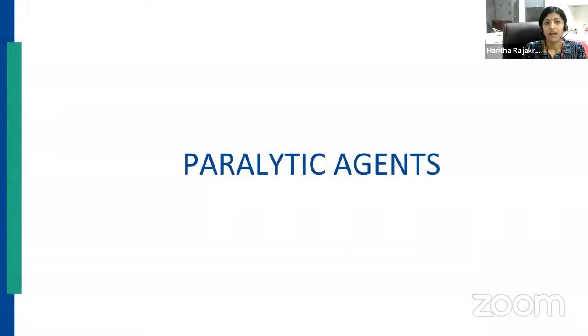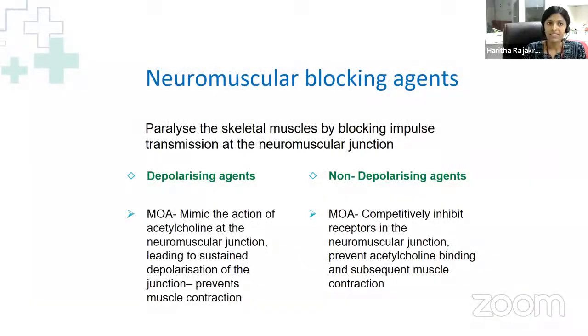Now, coming to our paralytic agents. Before we jump into the different agents that we use, we need to know the basics of what it is. Basically, it's neuromuscular blocking agents that we use. What we tend to do with the drug is paralyze the skeletal muscles by blocking the impulse transmission at the neuromuscular junction.